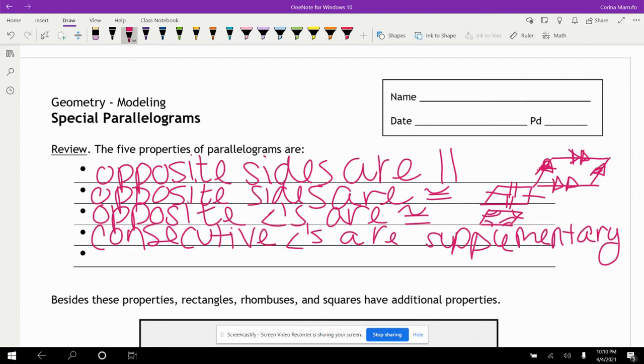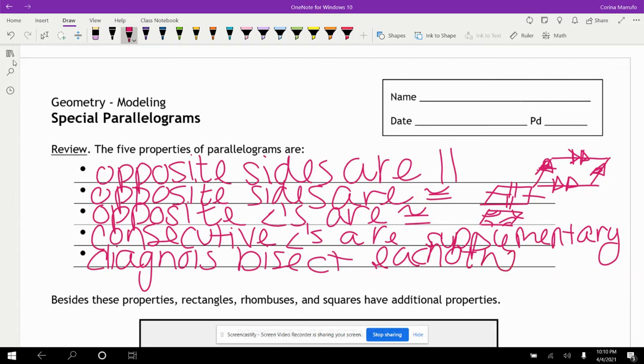And then the last one is the diagonals bisect each other. Okay, so when I make my picture, just so we can show that they bisect each other, this diagonal right here and then this one. If they bisect each other, that means that little piece is the same as this little piece, and then this little piece is the same as this little piece.